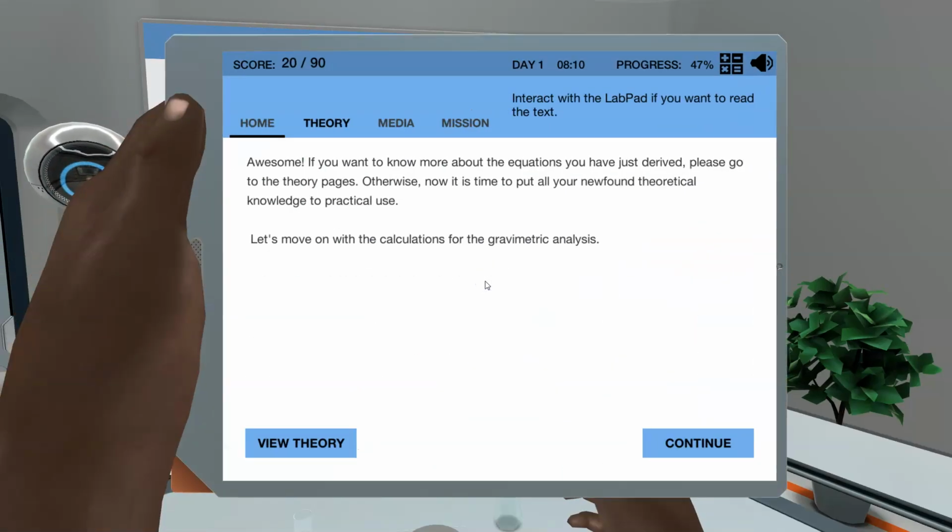Awesome! If you want to know more about the equations you have just derived, please go to the theory pages. Otherwise, now it is time to put all your newfound theoretical knowledge to practical use. Let's move on with the calculations for the gravimetric analysis.